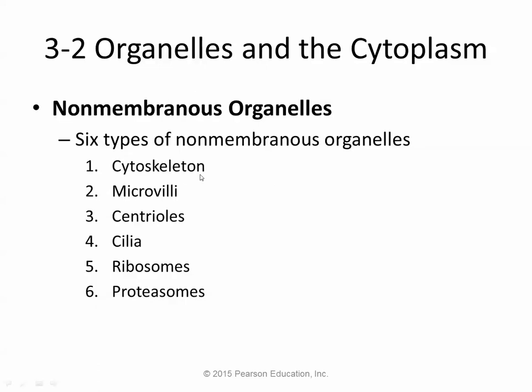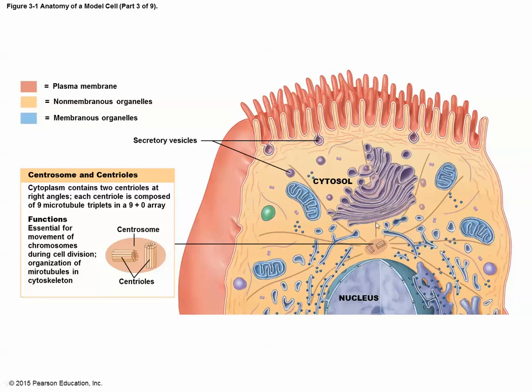So here we can dive into the six types of non-membranous organelles that we just mentioned. A lot of these are structural. You can think of these all as structural. These last two have to do with proteins. So here we can look at some of what's important when we look at this spotlight on pages 66 and 67.